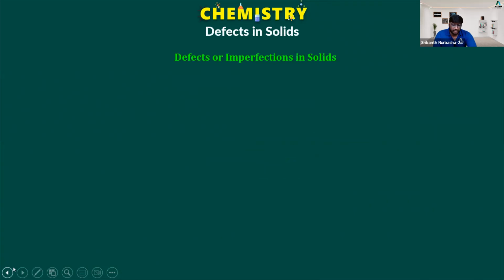Next type, we have defects or imperfections in solids. Although we have discussed a lot about solids, no solid is pure. There is always some imperfection in the solid. What types of imperfections we can have and how we can understand all these types, that we are going to study now. And what types of imperfections can we think of, students?